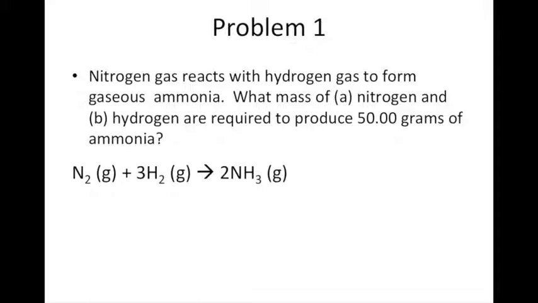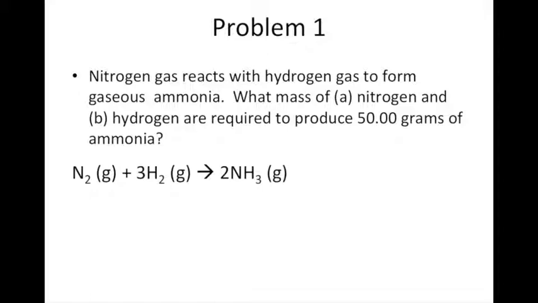So let's look at one more problem dealing with stoichiometry. In this problem, you're told that nitrogen gas reacts with hydrogen gas to form gaseous ammonia. What mass of nitrogen and hydrogen are required to produce 50 grams of ammonia? Okay. So you're asked to do two separate problems here.